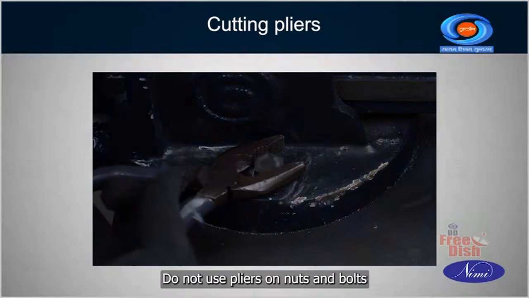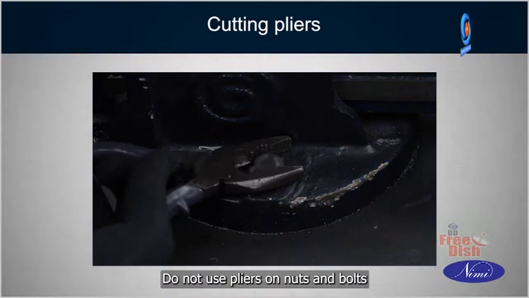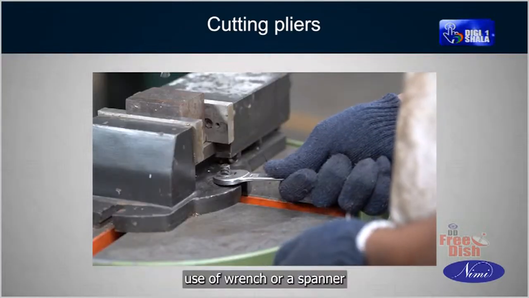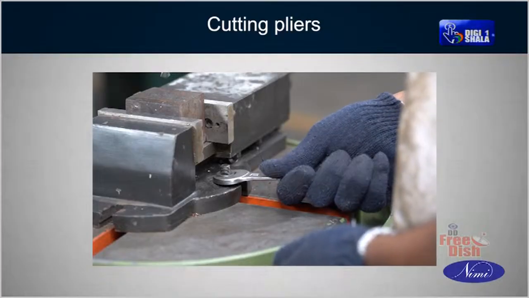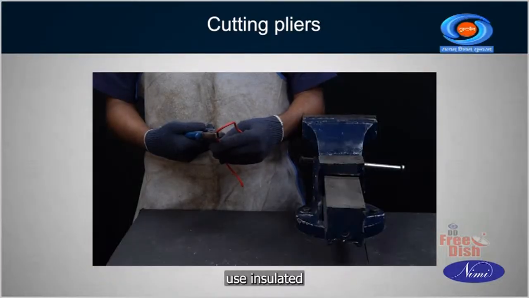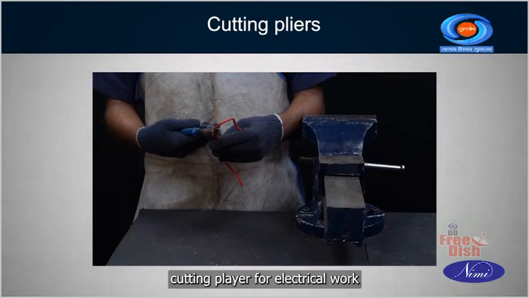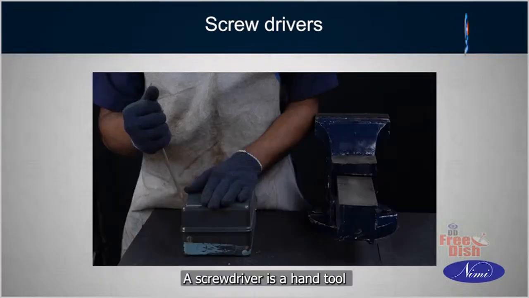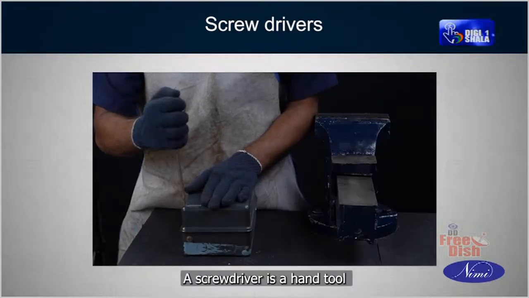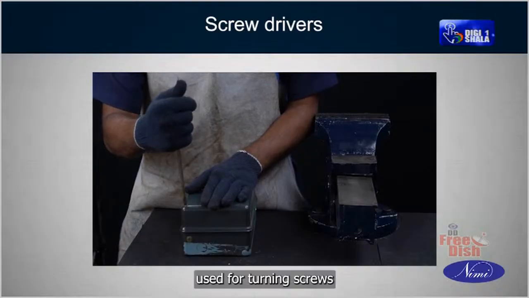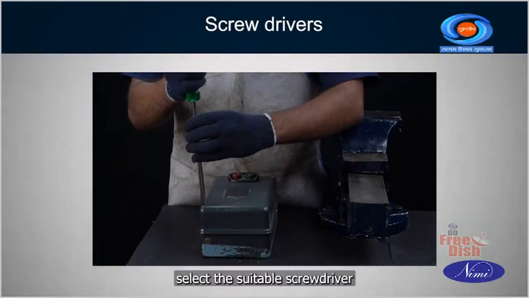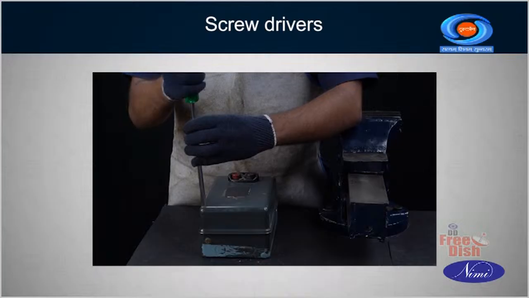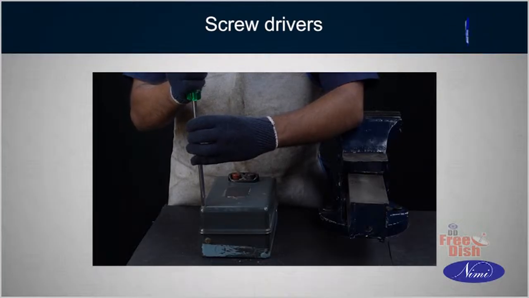Do not use pliers on nuts and bolts. Use a wrench or a spanner. Use insulated cutting plier for electrical work. A screwdriver is a hand tool used for turning screws. Select the suitable screwdriver to suit screw head.